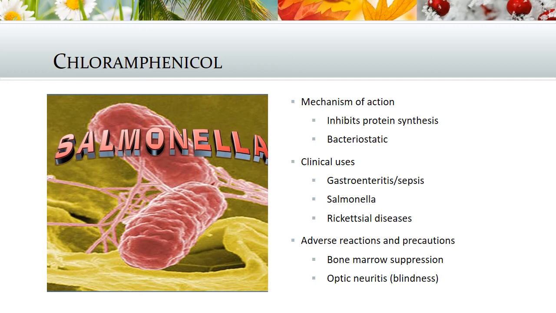Chloramphenicol is a broad-spectrum antibiotic. It's good against gram-negative, gram-positive, and anaerobic bacteria. It's bacteriostatic, and its clinical uses include gastroenteritis, sepsis, salmonella infection, and rickettsial diseases. There are some adverse reactions and precautions. It can suppress the bone marrow, and it can cause blindness.